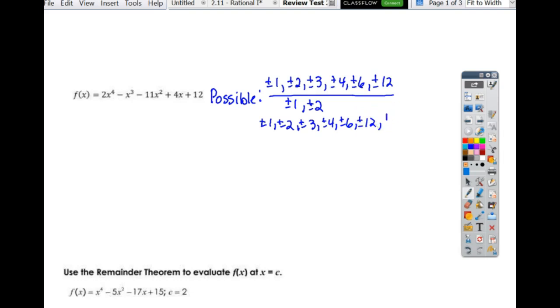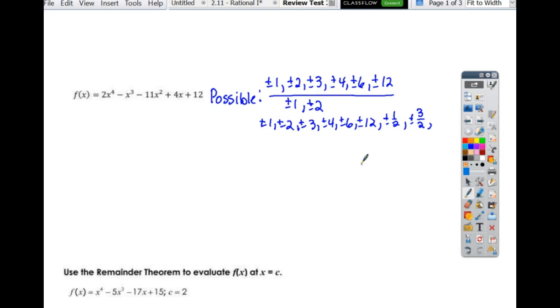So I get 1/2. I already have 1 because 2 divided by 2 is 1. And then I get 3/2. 4 divided by 2 is 2. I already have that. 6 divided by 2 is 3. I already have that. And 12 divided by 2 is 6. I already have that. So these are all my possibles.